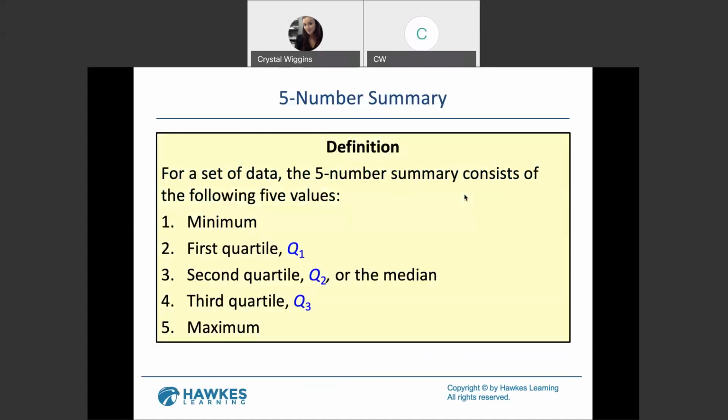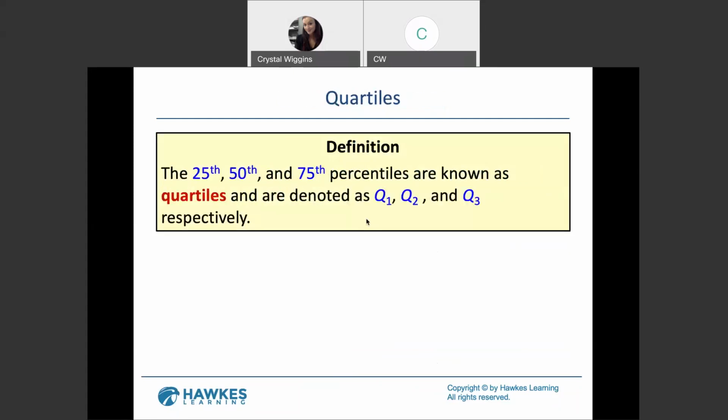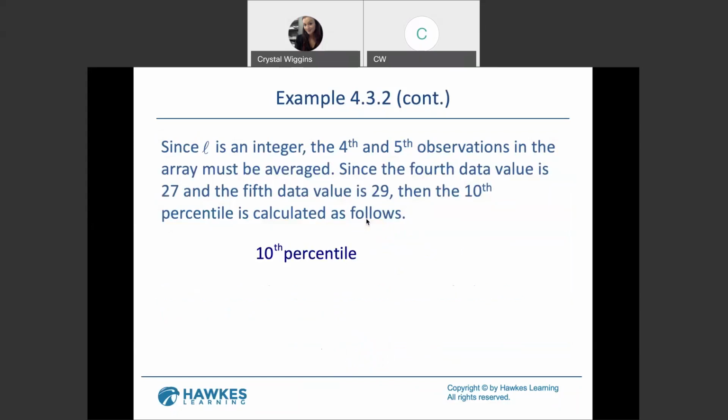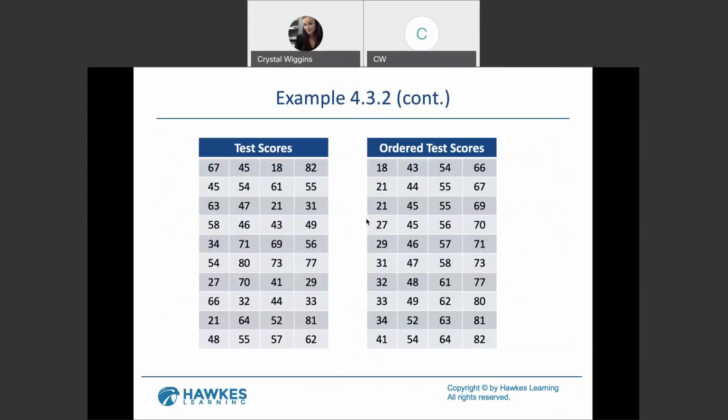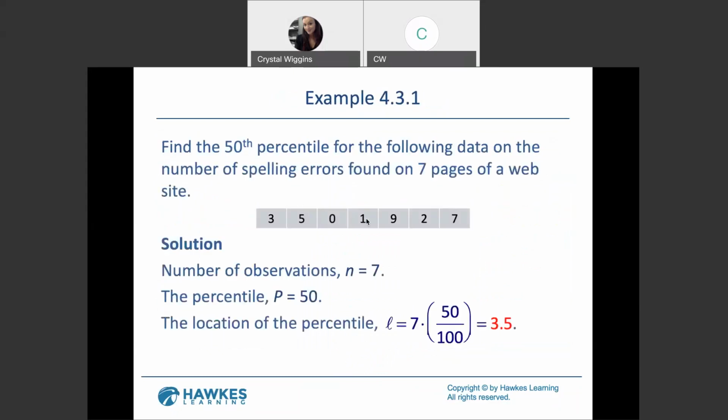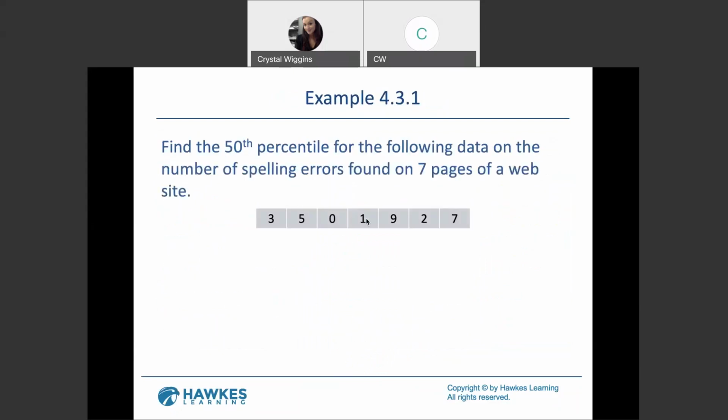Let's actually practice these quartiles, but let's use the little data set that we had. Hold on, going back. Here we go. Back to this data set. So let's order it first. We've already done that before, but let's do it again. So we have 0, 1, 2, 3, 5, 7, and 9.